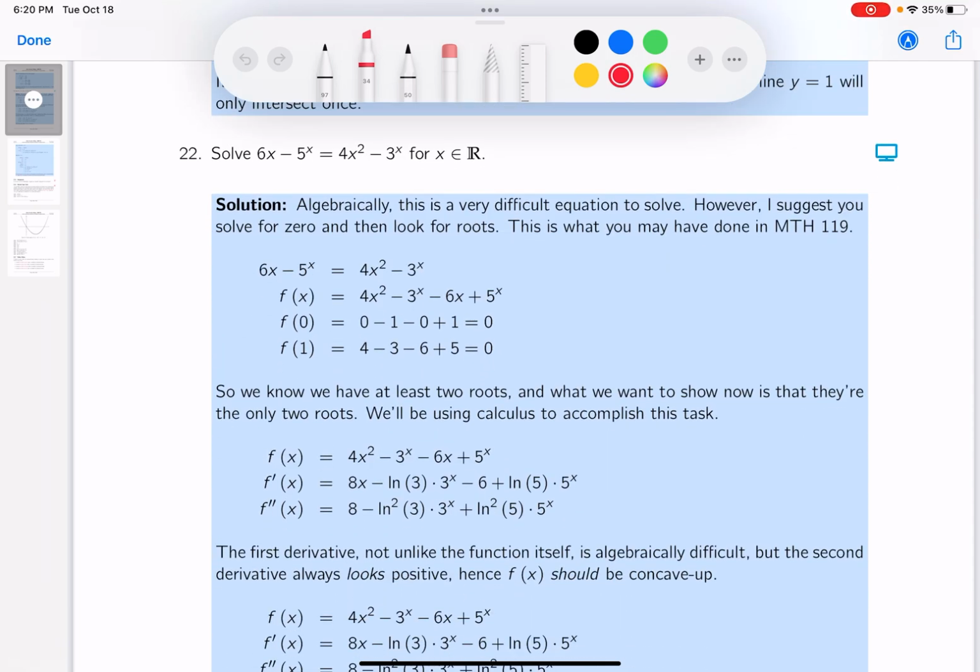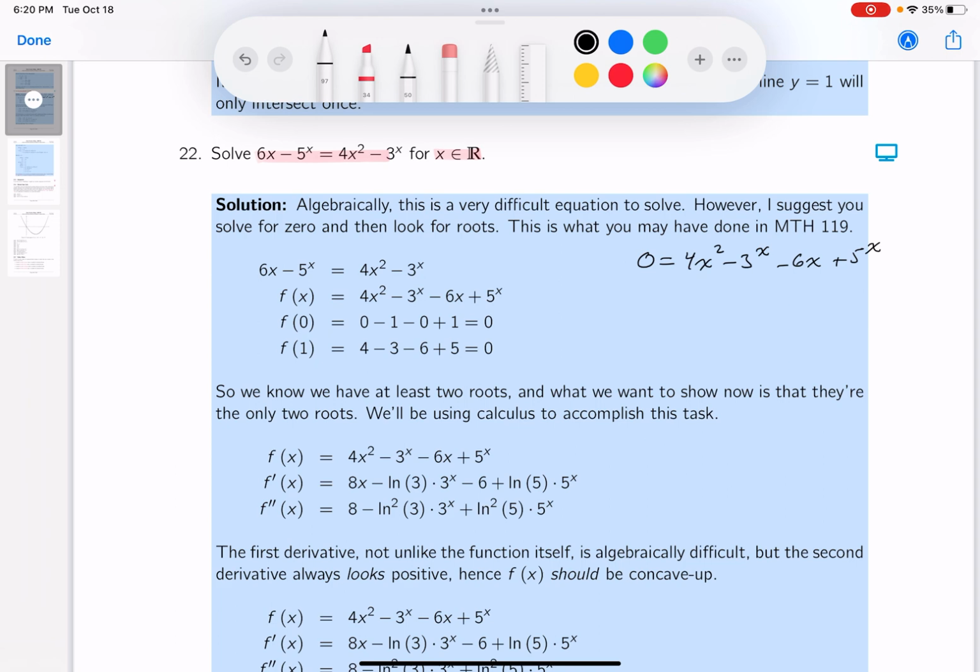Okay, solve this equation. X real. All right. So algebraically it's impossible to me, but my assumption is that you're going to try something that you learned in Math 119. I'm going to set it equal to 0. So 0 equals, and that would be 4x squared minus 3 to the x, let's see, minus 6x, and then plus 5 to the x.